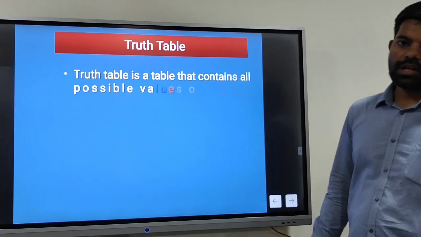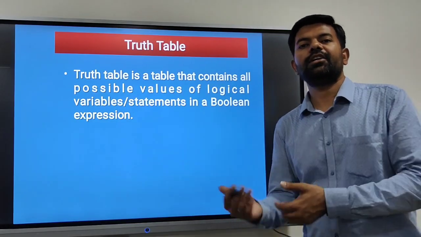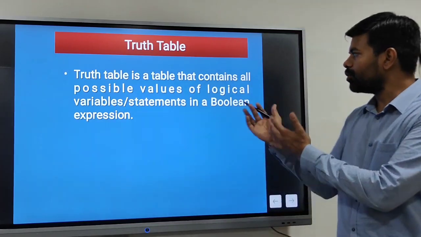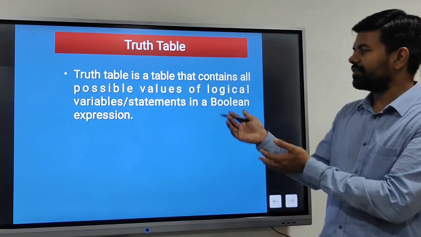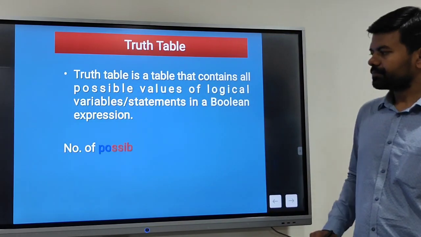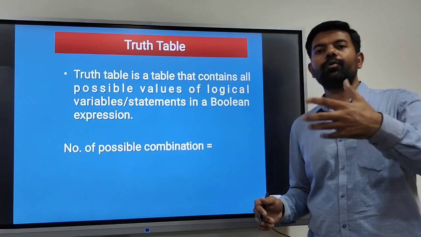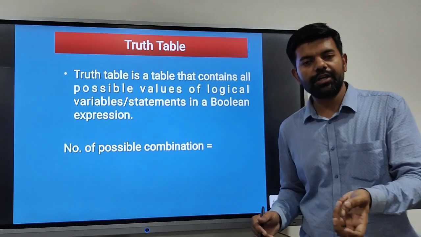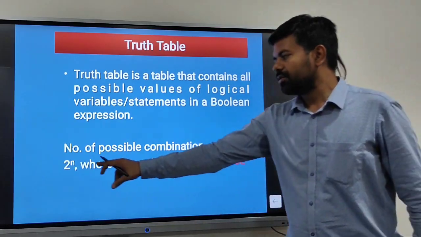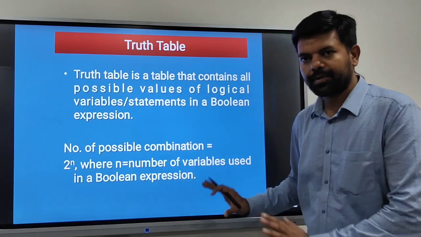Similarly, truth tables. Now we will have the truth tables. All Boolean algebra can be realized by truth tables. The truth table is a table that contains all the possible values of the logic variables or statements in a Boolean expression. Number of possible combinations: if we have two inputs, then the possible outcomes are 4. How do we calculate it? It is 2 to the power n, where n is the number of variables used in the Boolean expression.